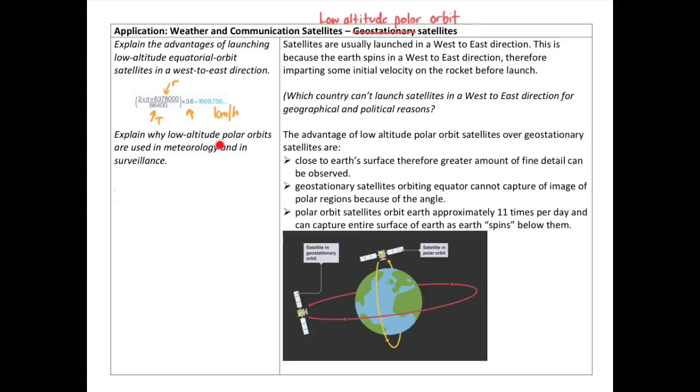Secondly, we need to explain why low altitude polar orbits are used in meteorology, so weather, and in surveillance. So firstly, just to explain a polar orbit satellite, they orbit basically around the north-south pole, along like that yellow line there. And then what happens is, as the Earth spins around, the Earth spins west to east around that satellite.